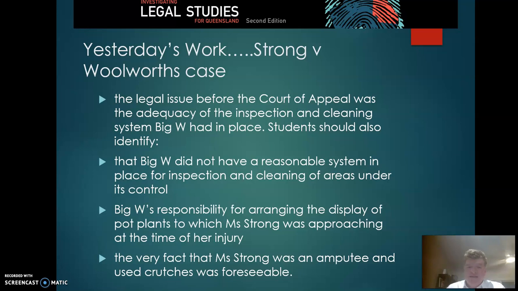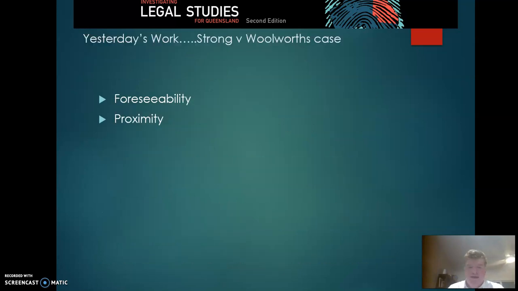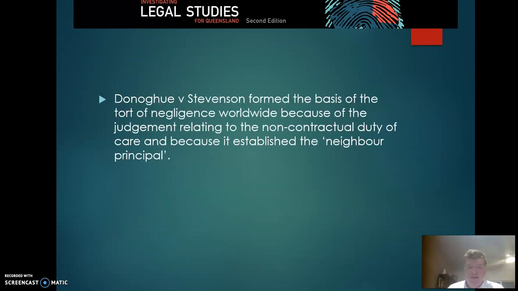We also looked at this case, Strong v Woolworths. The idea of this one was whether Woolworths had taken enough care in cleaning the environment around it, and they were found that they hadn't. They should have had a more thorough system for cleaning, and so they had a duty of care to a customer. They hadn't met that duty of care. There were damages, and so it is a useful precedent case for yourselves as well.